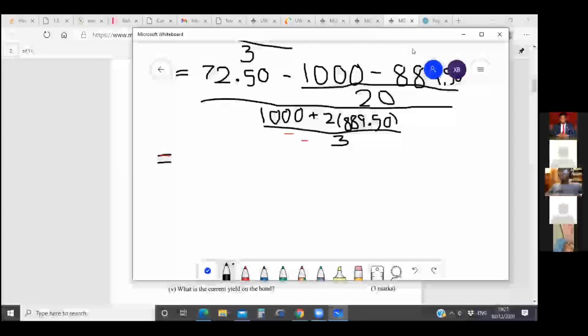Now, since the face value is 1,000 and they gave us a price of $889.50, we can fill this in here. I can get some more real estate.